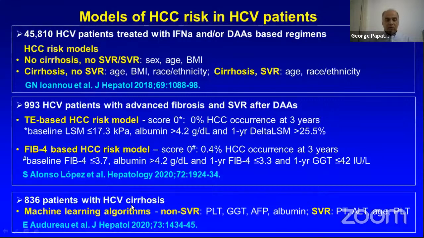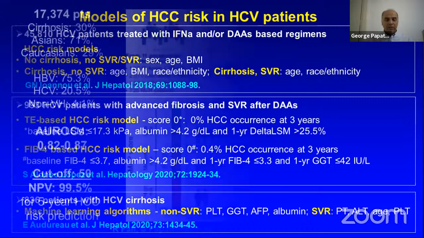And finally, there was another score from a French group coming from a smaller, I would say, cohort, around 800 patients, all with HCV cirrhosis, and they developed machine learning algorithms different for patients who do not achieve SVR and those who achieve SVR. These were all, again, patients treated with DAAs. So for these patients, we may have benefit from the scores, but I would say even these scores are not ready for clinical practice yet.